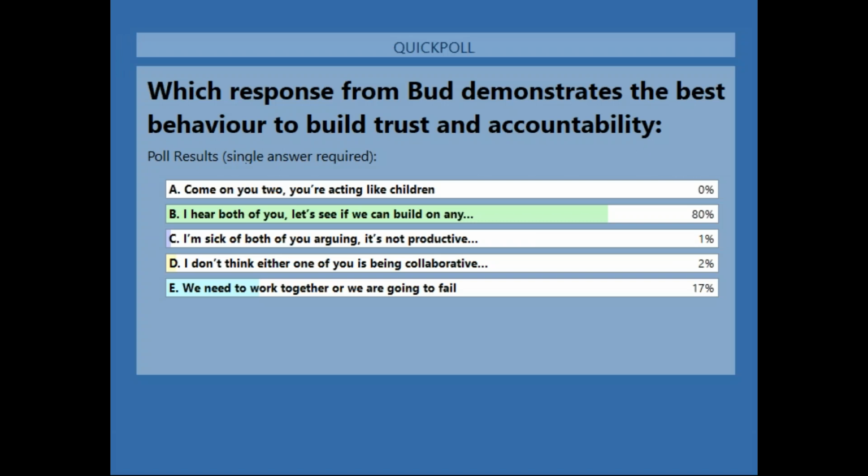So nobody put answer A. "Come on, you two, you're acting like children." I was hoping someone was going to put that one. 80% of you have put B. "I hear both of you. Let's see if we can build on it together." 1% of you, "I'm sick of both of you arguing. It's not productive." 2% of you said, "I don't think either one of you is being collaborative." And 17% said, "We need to work together or we're going to fail." Spoken like a true D, even though he actually isn't a D.